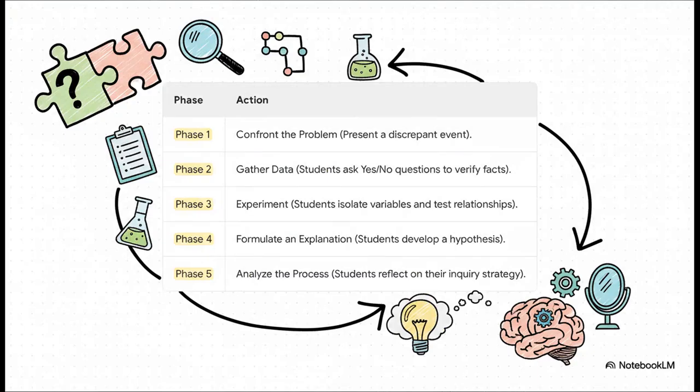So let's just do a quick recap of the entire cycle. Phase 1, you start with a puzzling problem. Phase 2, students gather data with yes-no questions. Phase 3, they experiment by testing variables. Phase 4, they put it all together and form an explanation. And finally, Phase 5, they analyze their own process to get even better at it.